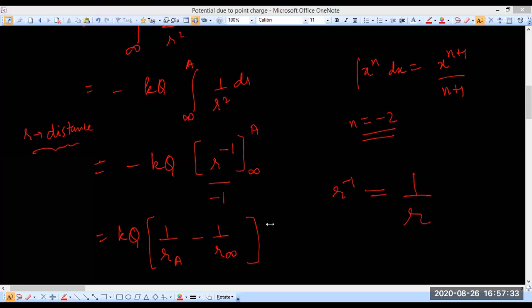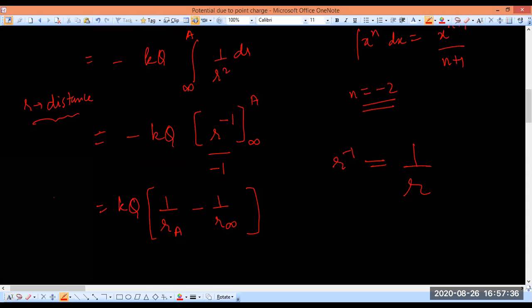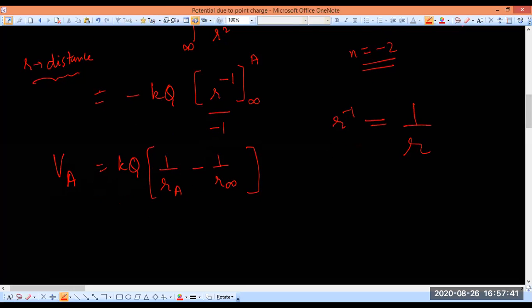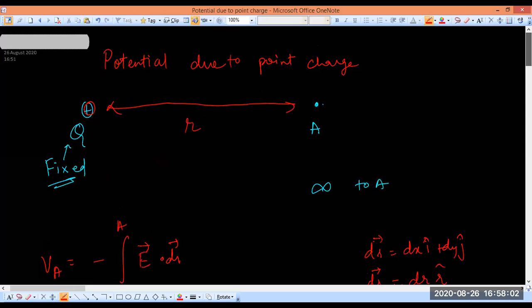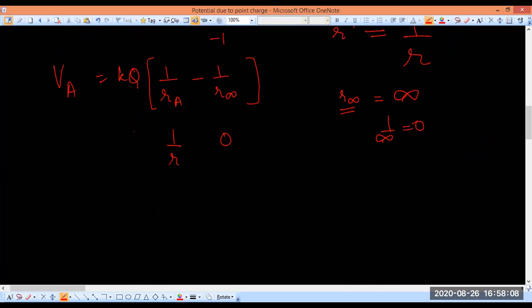Fine. Okay, so now let's put the final step of this one. This is nothing but VA. Don't forget, we were deriving VA. So VA is equal to this. But now, what is r infinity? R infinity means distance of infinity. Distance of infinity is, of course, infinity. So 1 upon infinity is 0. So here we write 0. Instead of r_A, I'll just write R. I'm assuming that distance of the point A is R, as in this diagram. So now we go back to this. So this becomes kq into 1 by R, or simply kq by R. Mission accomplished.